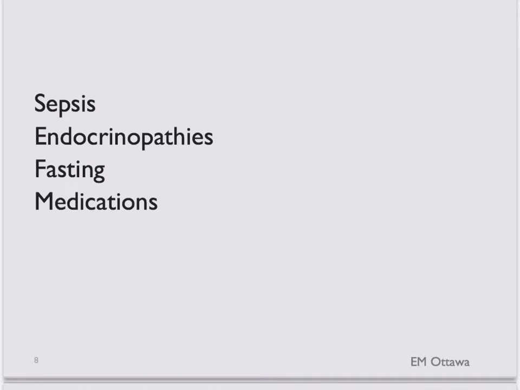Now, who's at risk of getting hypoglycemic? There are four main broad categories. They include sepsis or infection, some problem with the endocrine system, fasting, and medications or toxins. We'll discuss each of them.